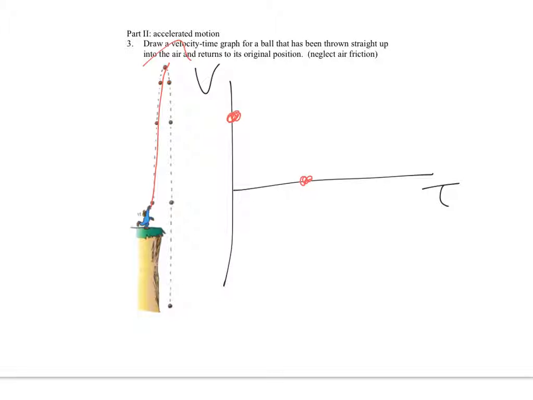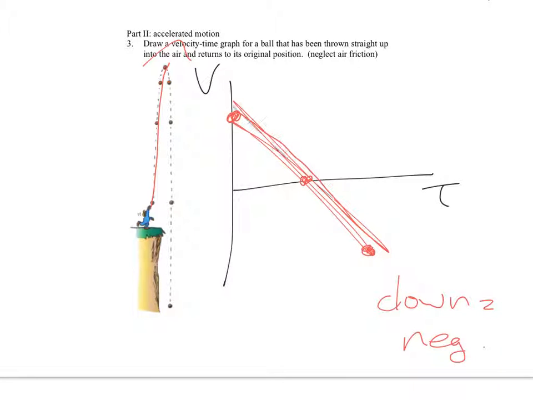And as it reaches the top, it comes back down to the ground. If it's coming back down to the ground, again, I'm calling down the negative direction. So that's true. It's coming down faster and faster and faster. It's getting faster in the negative direction. It's getting a larger negative velocity. So in terms of my graph, there's my line. It is actually a straight line going downwards.